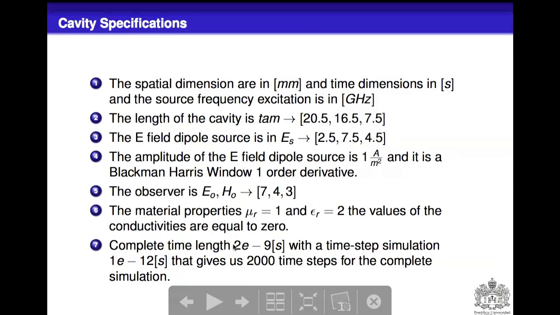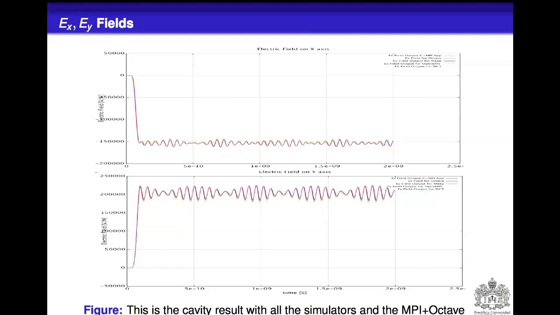Then, to complete the time length, we have a total time of 2 nanoseconds and a maximum time step of 1 picosecond. Okay, that is the most important case. We could have 2,000 time steps for the complex simulation in this example. Then, as you can see, this is the entire implementation for the EX and EY fields.